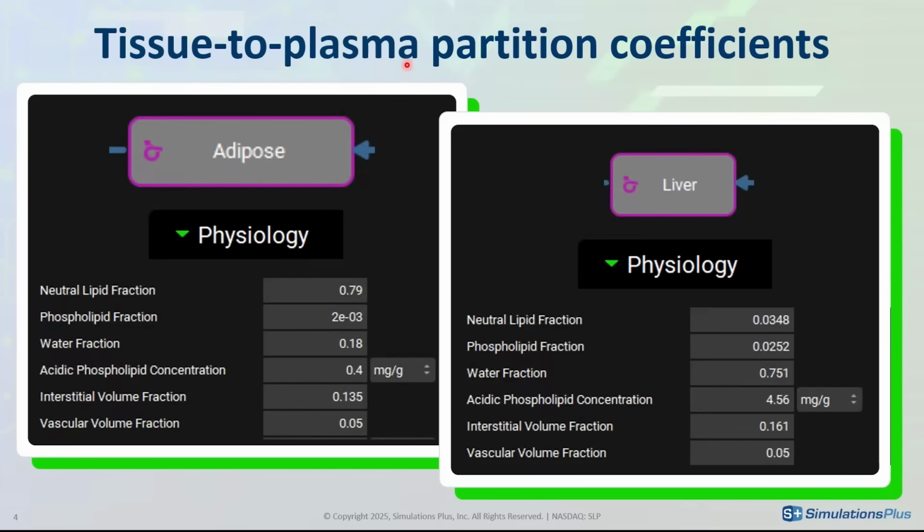Moving on from ACAT Plus and absorption to distribution, one of the most important components of a PBPK model are the KP values, the tissue to plasma partition coefficients, which are based on tissue physiology. All tissues have a different tissue composition. If we look at adipose, on the left, it is 18% water and 79% neutral lipids, whereas liver, on the right, is 75% water and 3.5% neutral lipids. So how can a linear KP scalar be physiologically relevant?